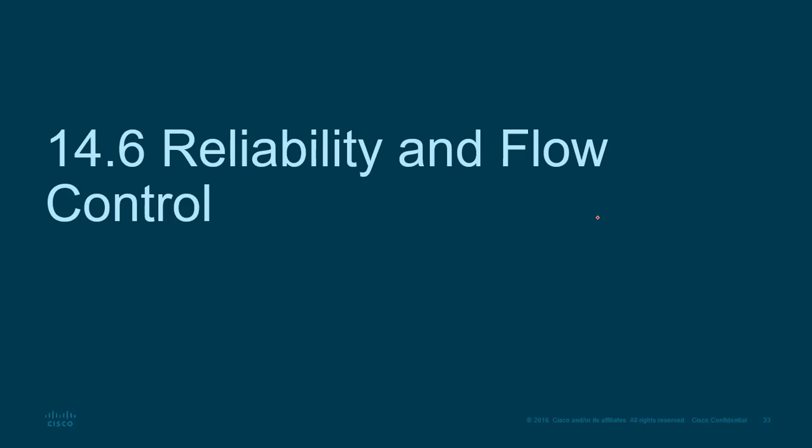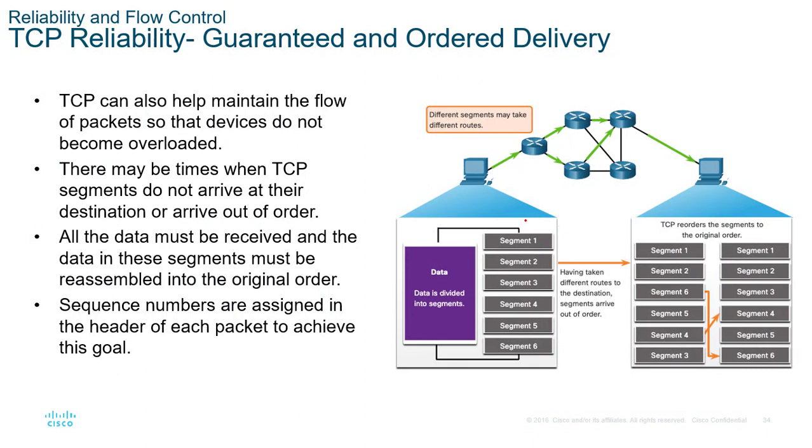Let's look at TCP reliability and flow control in more depth. TCP can also help maintain the flow of packets so that devices do not become overloaded. There may be times when TCP segments don't arrive in the proper order as well and need to be reordered or reassembled into the original order they were sent. Sequence numbers are assigned in the header of each packet to achieve this goal.